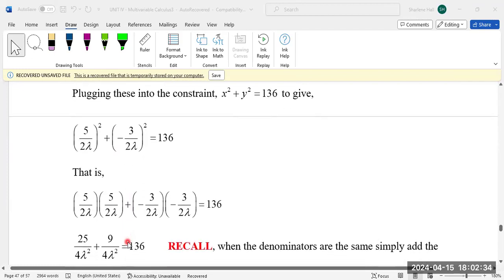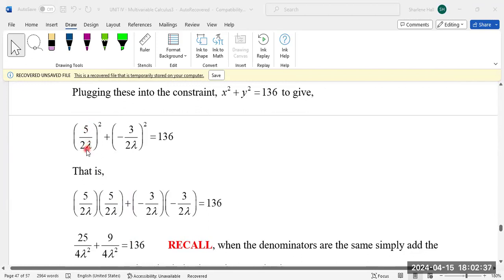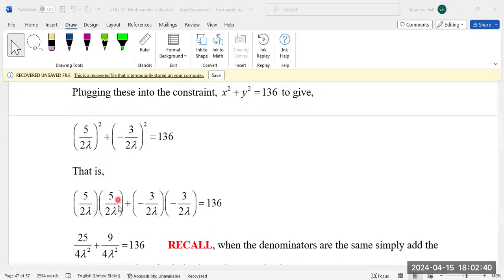See? 5 over 2 lambda squared means that it multiplies itself 2 times. Negative 3 over 2 lambda squared is the same thing as negative 3 over 2 lambda times negative 3 over 2 lambda, which is equal to 136. Algebra still. 5 times 5 is 25. 2 lambda times 2 lambda is 2 times 2 is 4, and lambda times lambda is lambda squared. The same thing obtains for the denominator, so you get back the same 4 lambda squared. When I multiply two negative numbers, I get a positive number. So negative 3 times negative 3 is really a positive 9. So far, I have this.